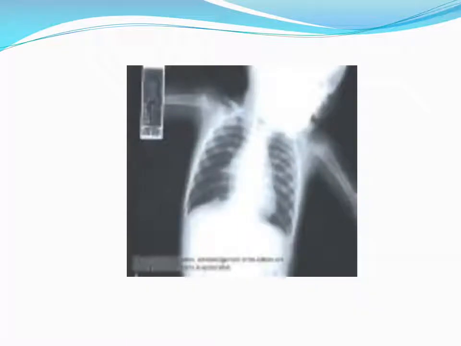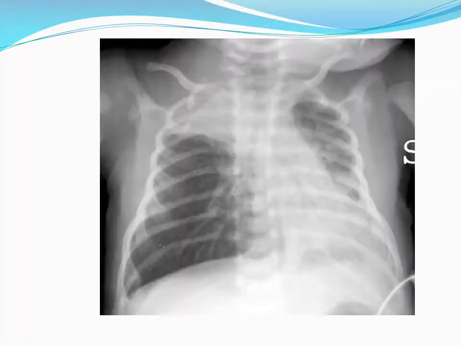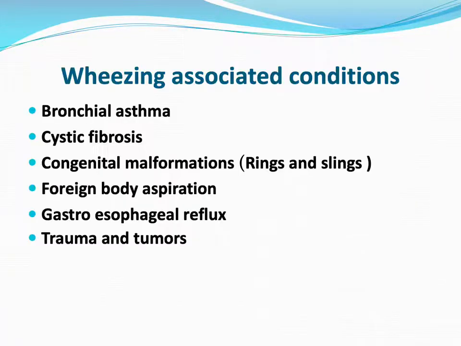This chest X-ray shows hyperinflation of both lungs and flattening of the diaphragm, which is a classical finding of an infant with bronchiolitis. This chest X-ray shows the typical collapse consolidation of the right upper lobe, which usually occurs as a complication of bronchiolitis in infants.